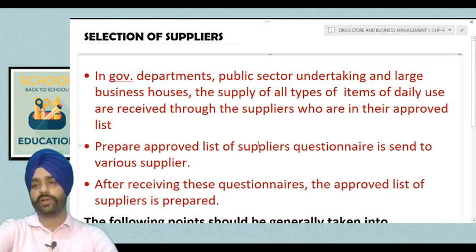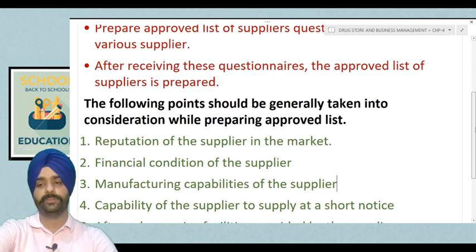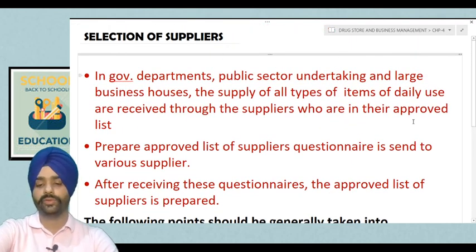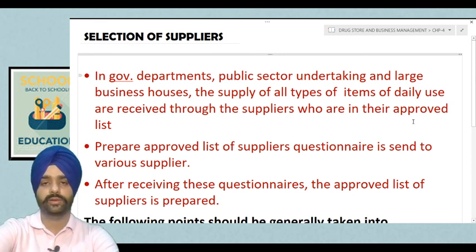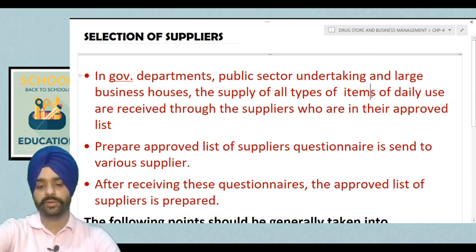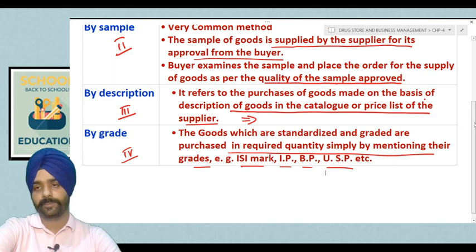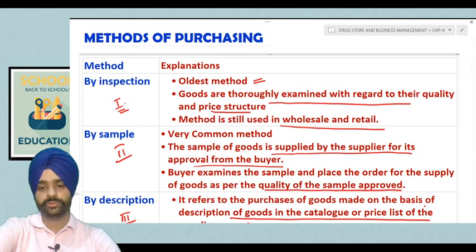Now the next one is how the selection of supplier is done. So students, this topic we shall be covering in our next class, the selection of suppliers. Till then you should revise what the purchasing procedures are, what purchasing is, and what the methods of purchasing are. So students, till then revise and learn the concepts.